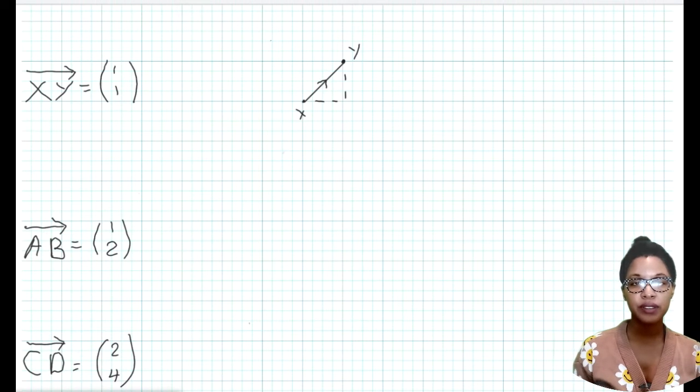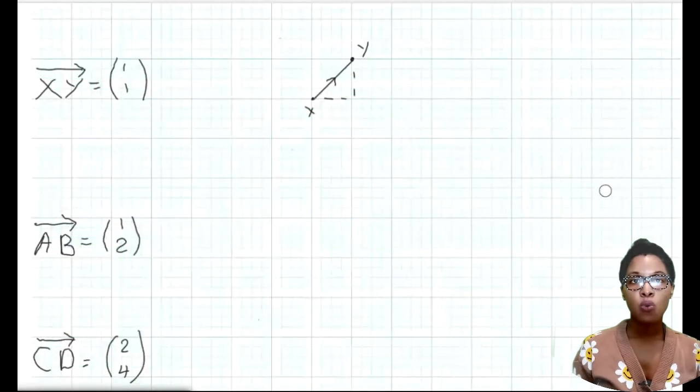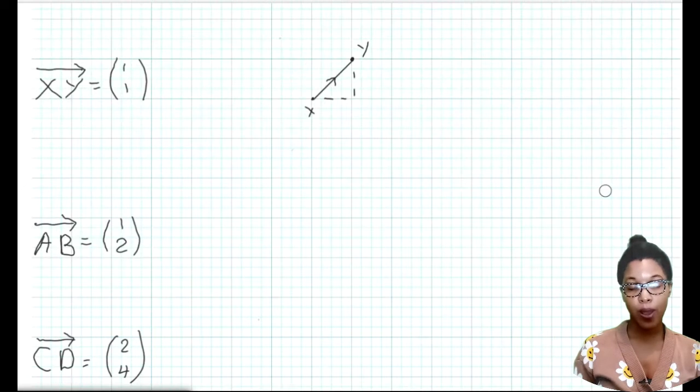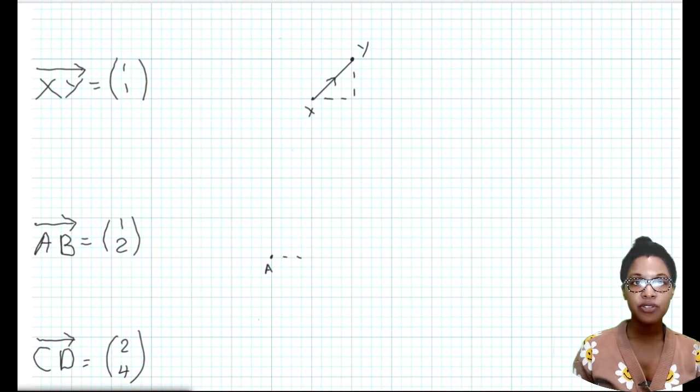So let's do our next example. Let's do AB is equal to (1, 2). As I said before, the top number is x and the bottom is y. So 1 is the x value and 2 is the y value. We choose a point, we label it A, we go 1 unit to the right because it's positive, and 2 units up because it's also positive. We put that point as B, and we draw a line AB and an arrow, and that's our vector. I hope you all are understanding.